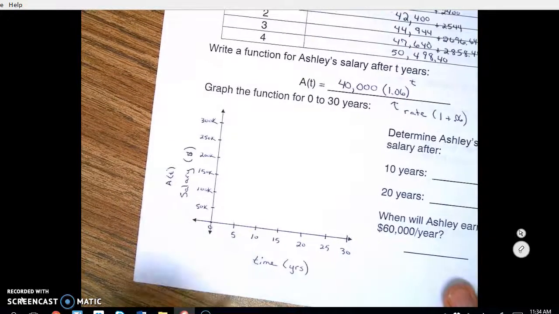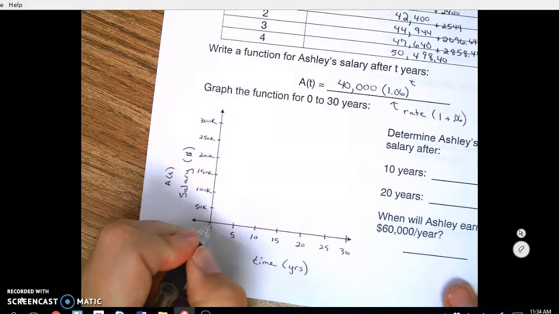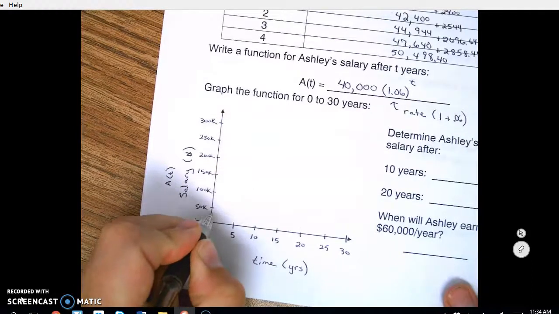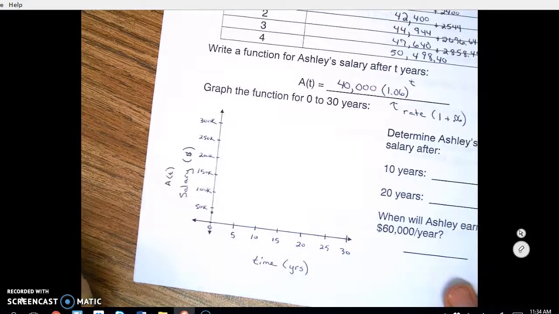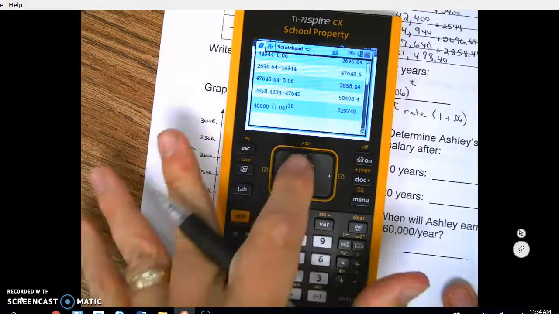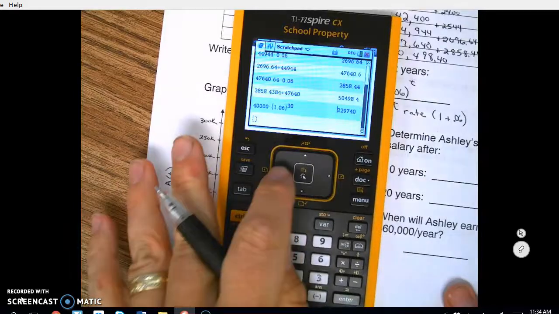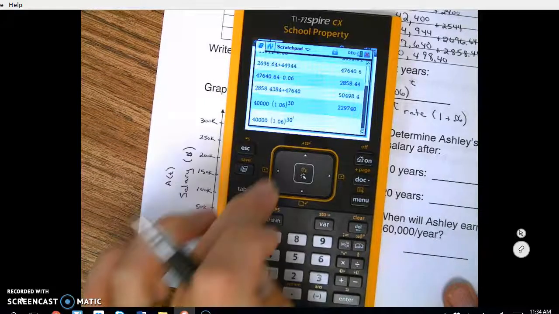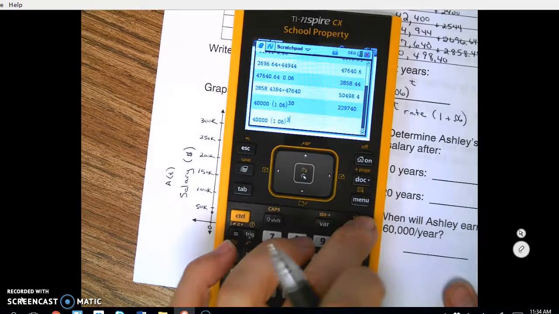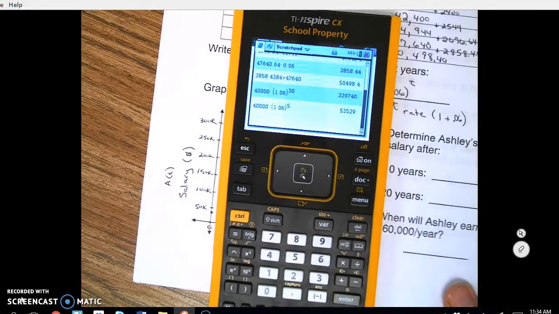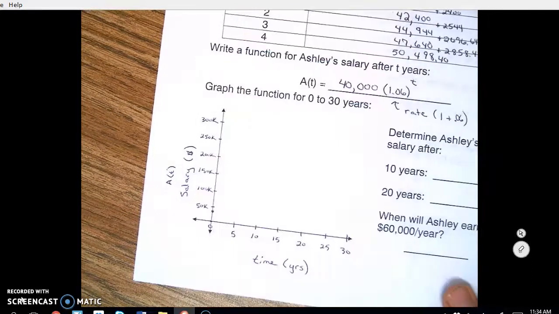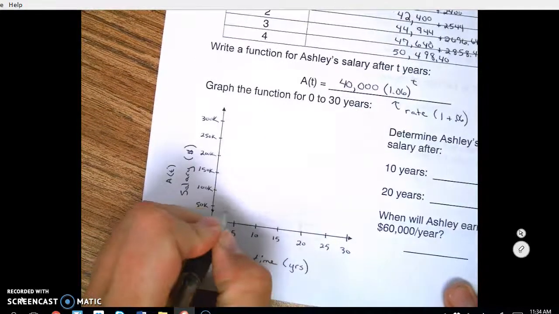And so we're going to go ahead and plot this. We know that the initial value of Ashley's salary was about 40,000. After 5 years, let's see, if I go up, over, enter, there we go, and I want 5 years. So $53,529. That's about right.